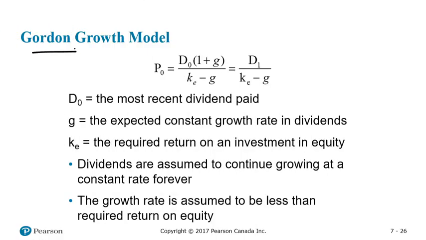Okay, moving on now in our stock valuation. We're looking at the Gordon growth model. It's important to look at this model in terms of the assumptions. One of the assumptions is that dividends are assumed to continue to grow at a constant rate forever. If we look at the formula, P naught equals D1, the dividend in the next period, divided by the required return on an investment in equity minus G. And G is the expected constant growth rate in dividends, okay?